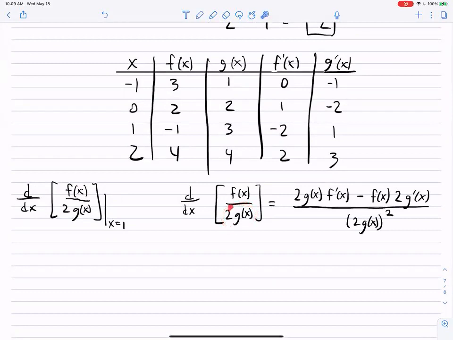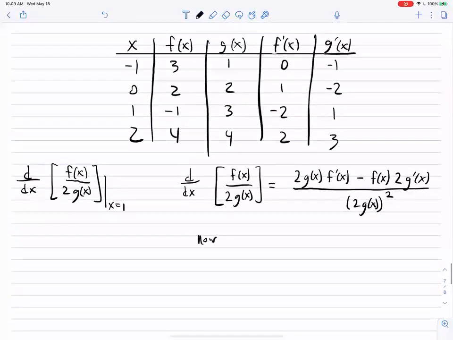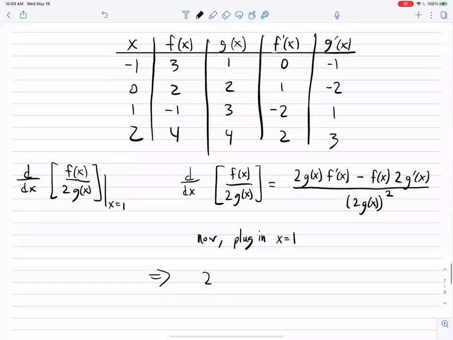The other thing I could have done is I could have pulled this 2 out the side and just done the product rule and multiplied by 1/2. Either way is fine. It doesn't really matter. And so now if I want to evaluate, now plug in x equals 1. And what does that give us? That leads us to the following: 2g of 1 times f prime of 1.